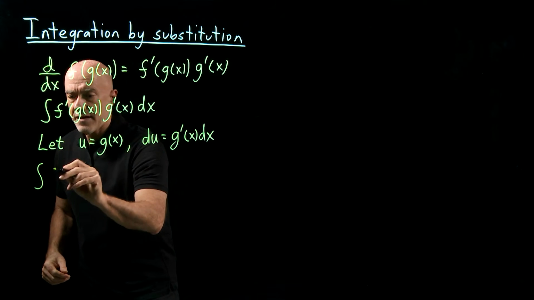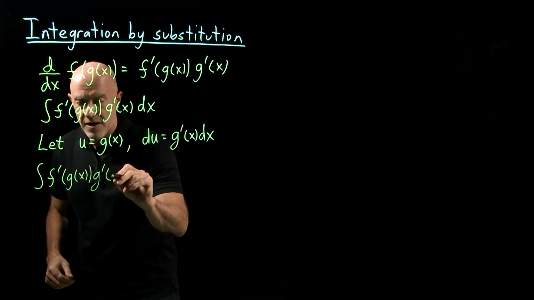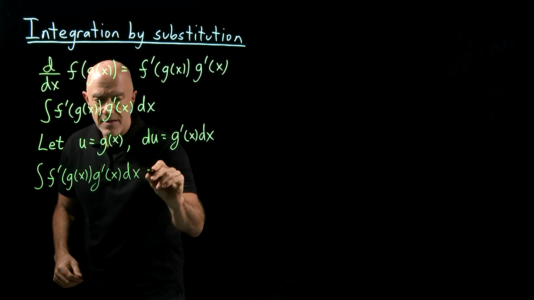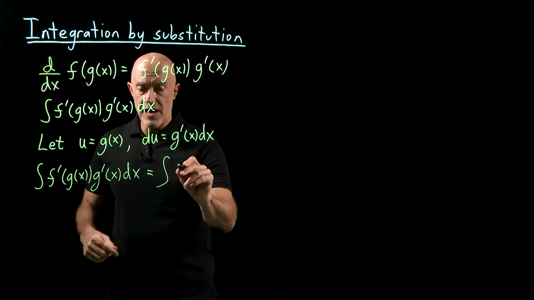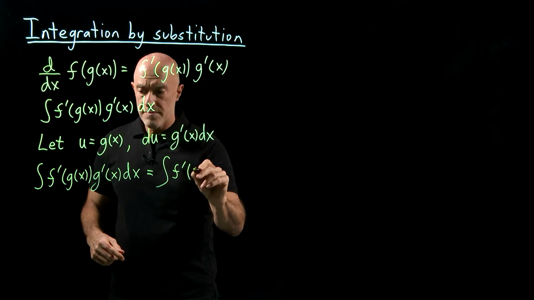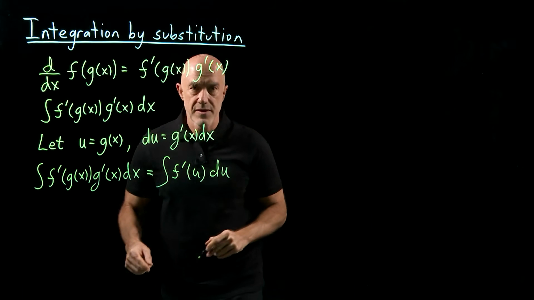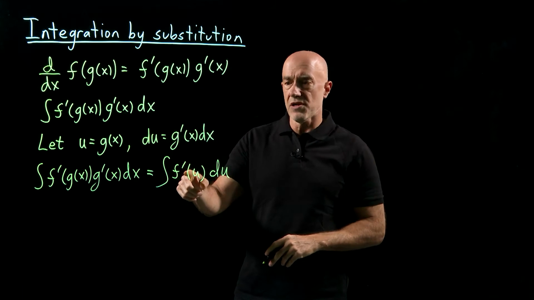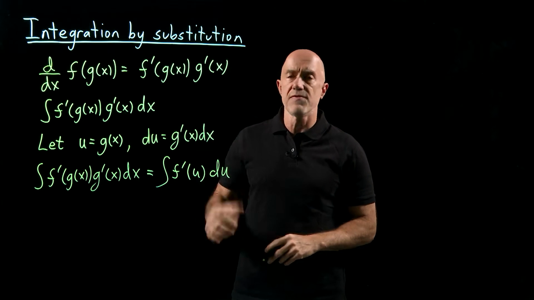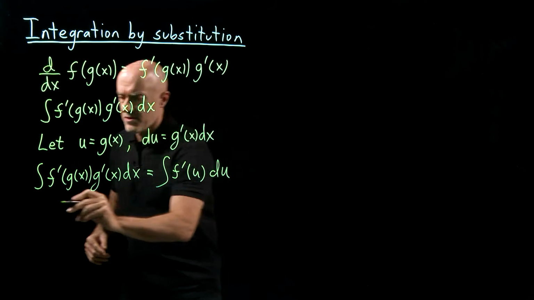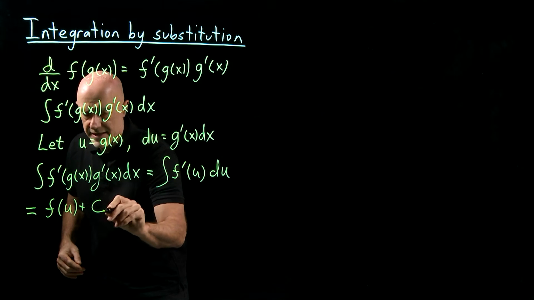So the integral of f prime of g of x, g prime of x dx becomes the integral of f prime of u, and then g prime of x dx is du. Okay, so it's the indefinite integral of f prime of u du. We know that's just equal to f of u plus a constant.